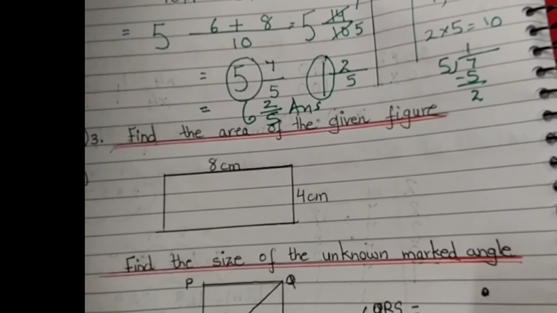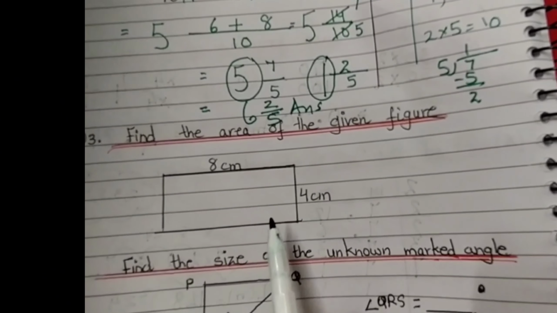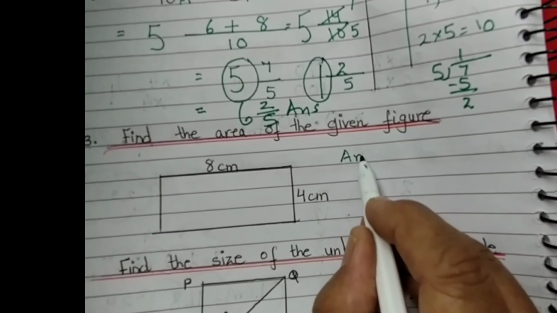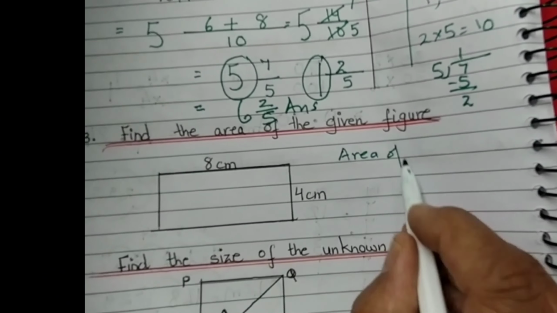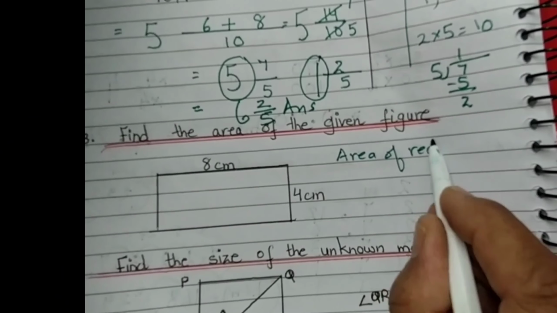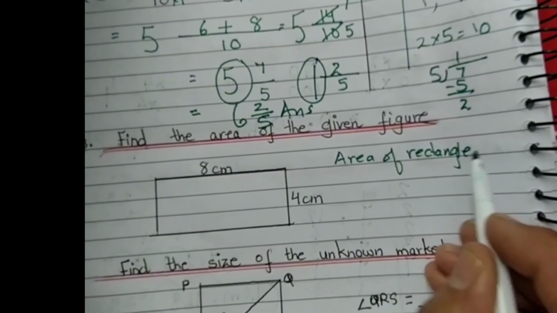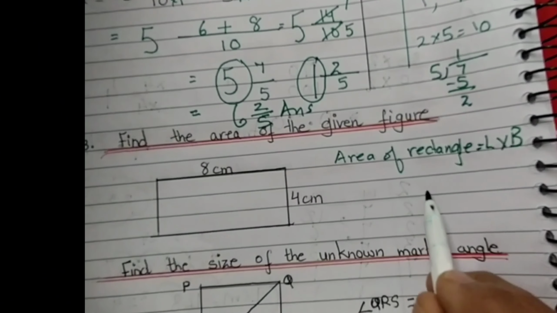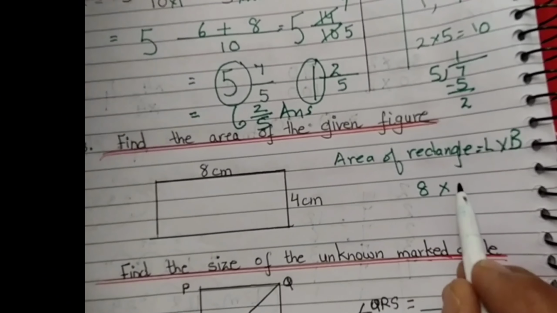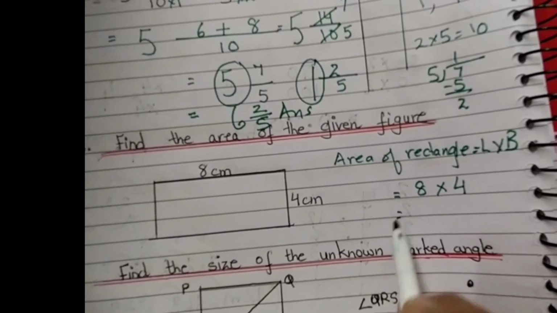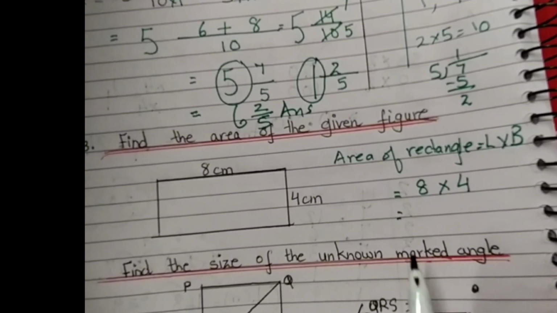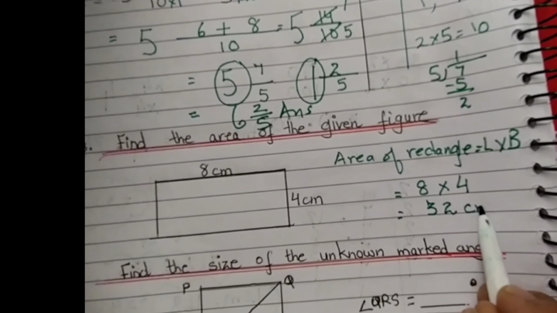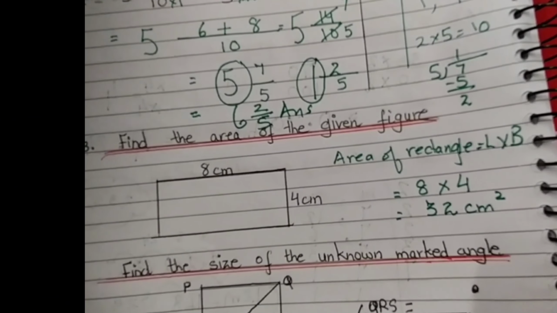And what do you have to do here in the last question? Find the area of the given figure. It is so simple, children. Area of rectangle equals length multiplied by breadth. What is the length and breadth? You can make anything your length or breadth as long as you multiply both the figures correctly. 8 times 4 is 32. So the answer is 32, but don't forget to write centimeter square. Clear?